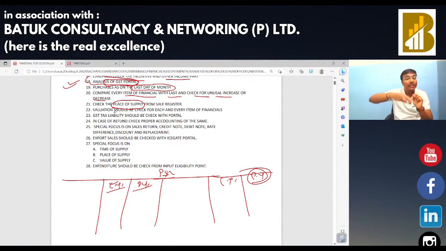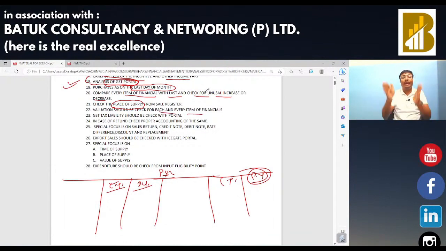Whether CGST and SGST have been applied in place of IGST, or instead of charging CGST and SGST, IGST is charged by that particular taxpayer. So we need to decide the same from the analysis of the place of supply. So we need to check the same from the sales register. Okay, that is our responsibility when we are doing the analysis of the sales register. At that time we need to check the place of supply. Valuation should be checked for each and every item of the financials.